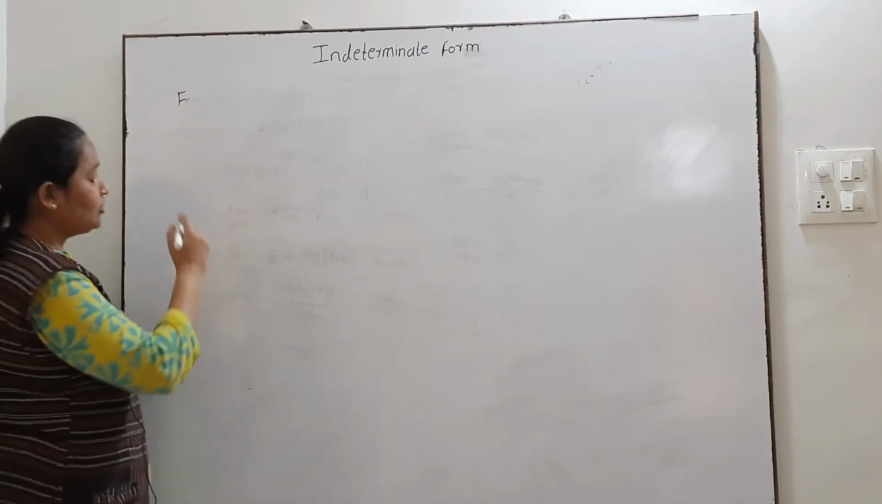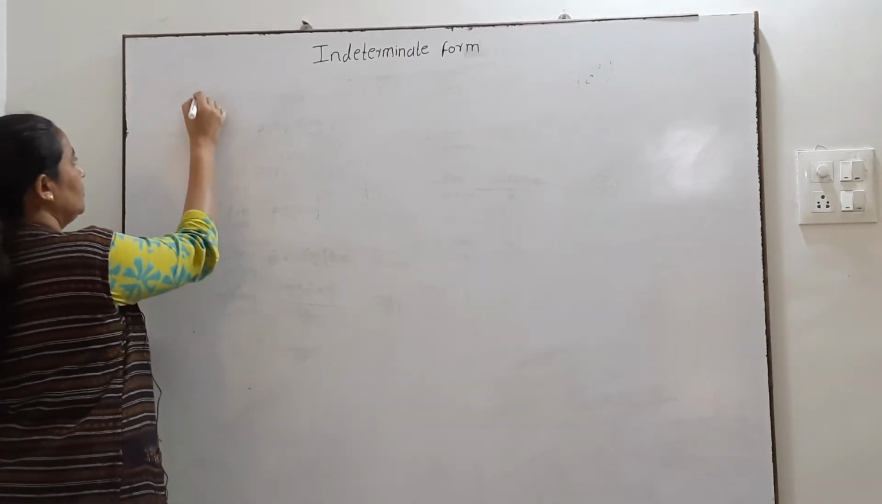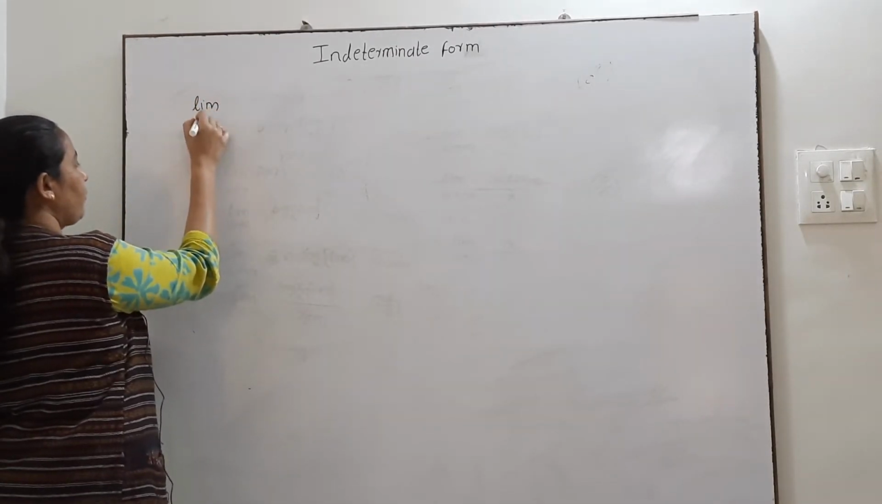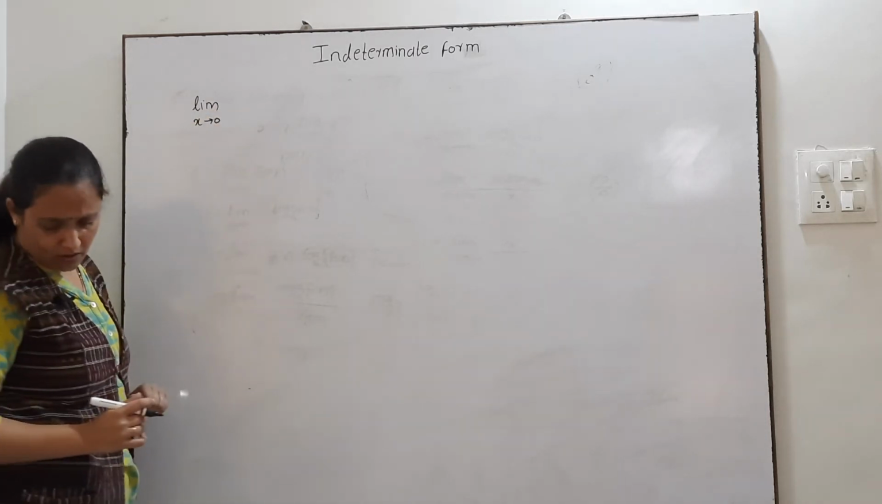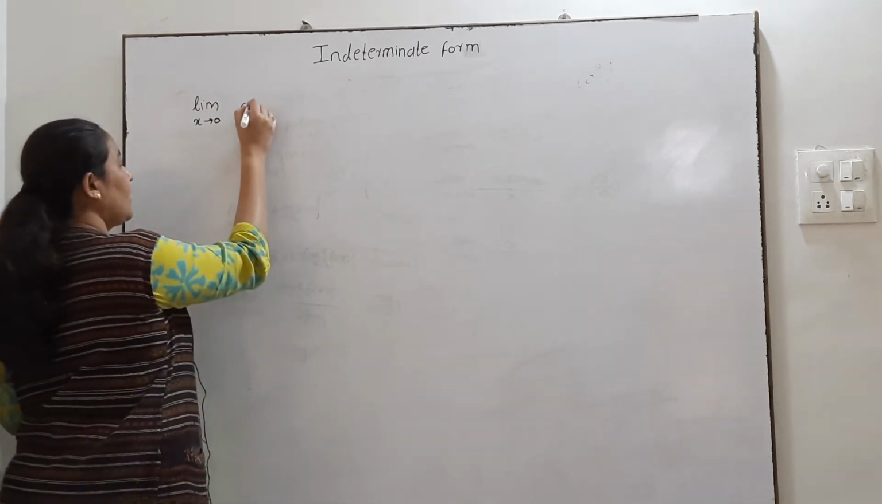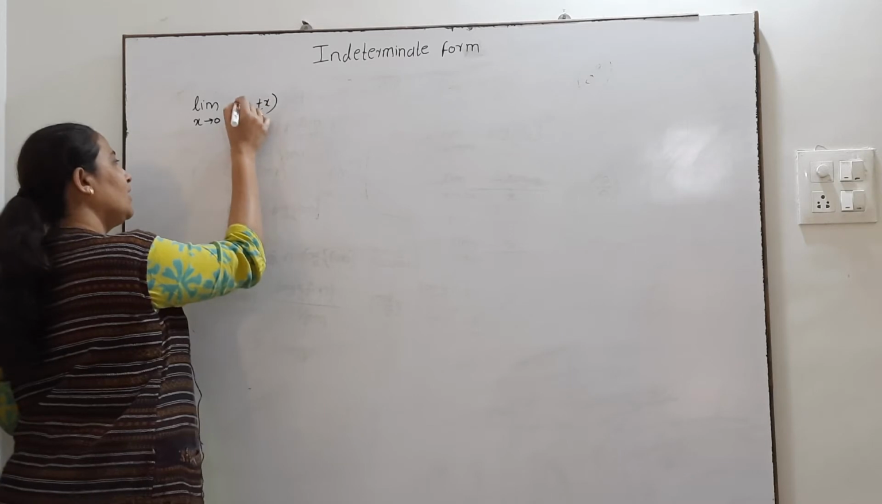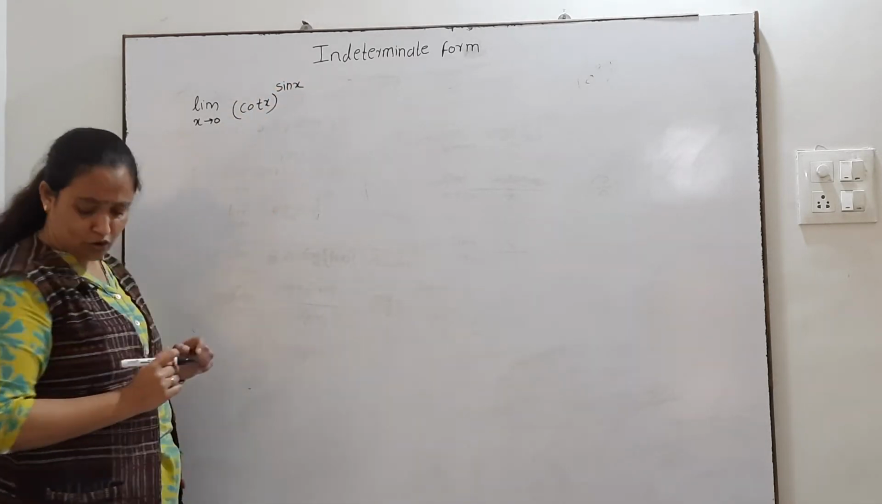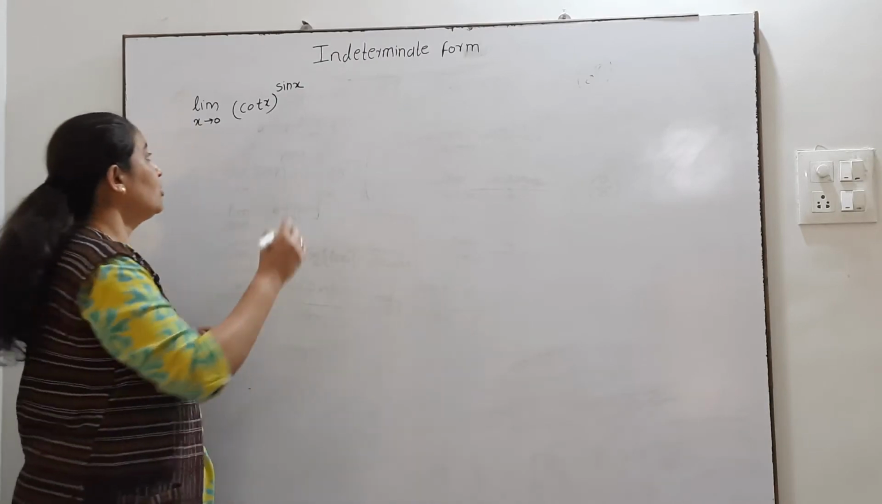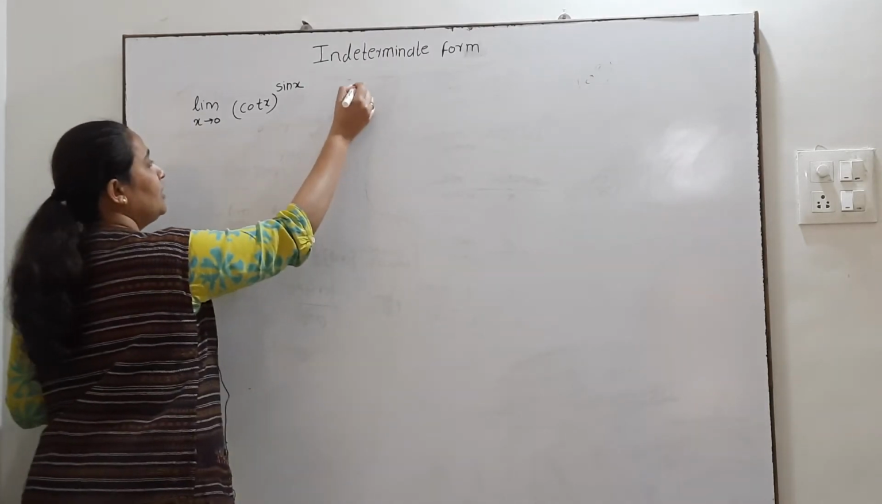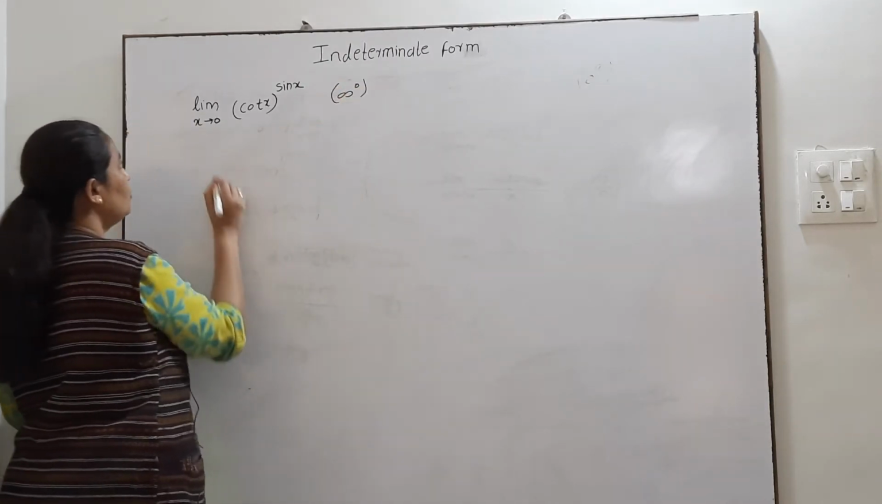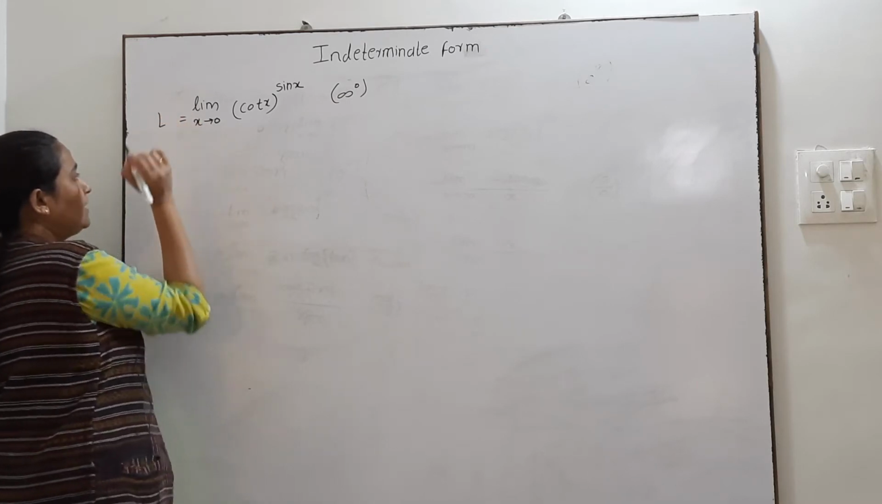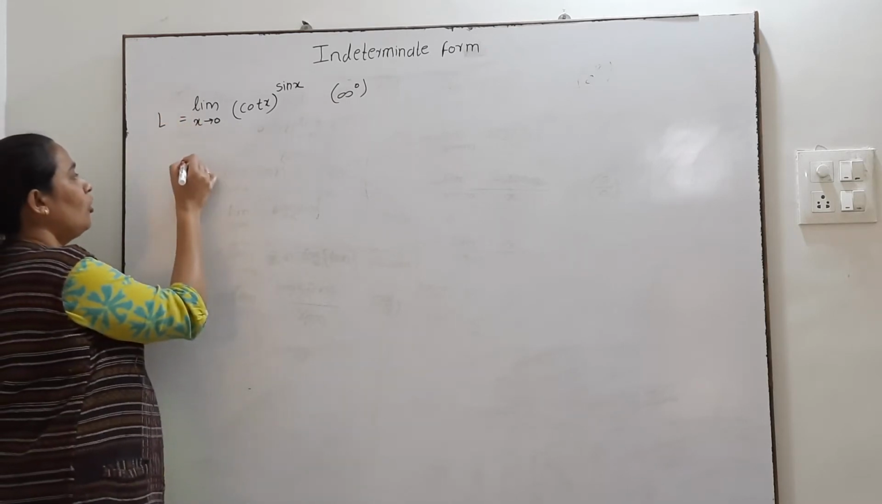Say limit x tends to 0 of cot x raised to sin x. Apply limit as x tends to 0. What is the value of cot 0? Cot 0 is infinity. So it is in the form of infinity raised to 0. Assume its limit as L. Take log on both sides.